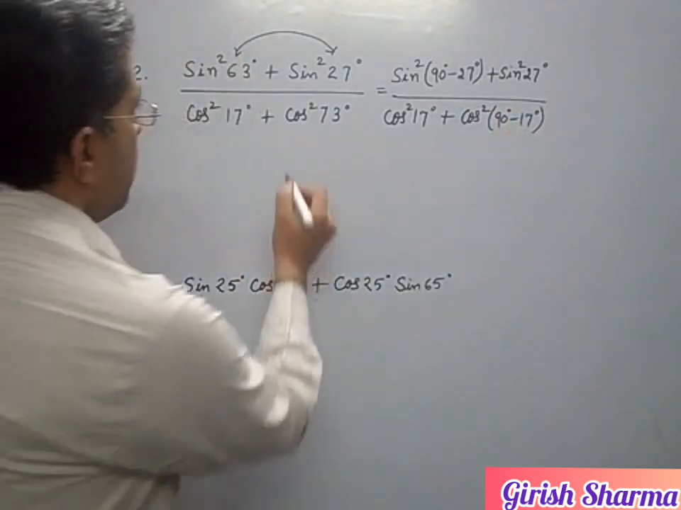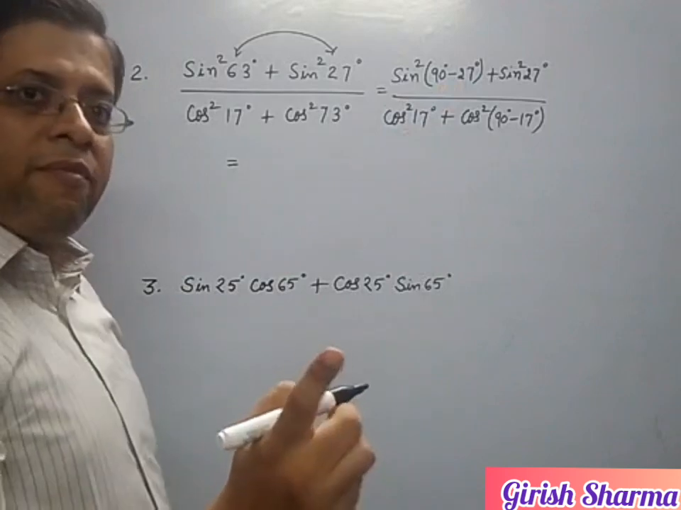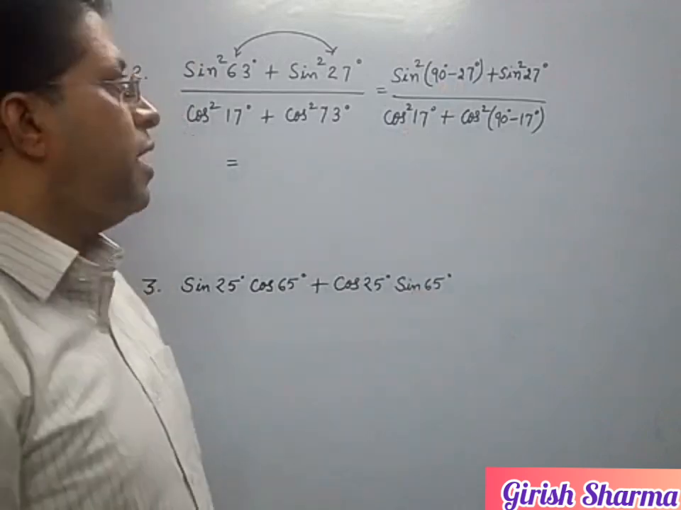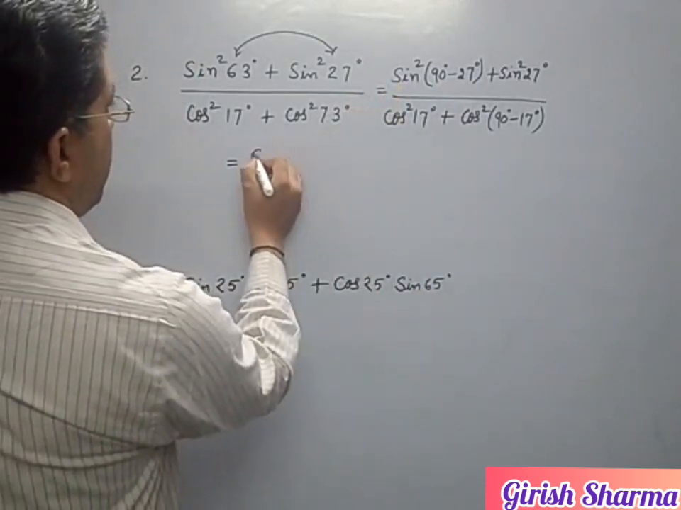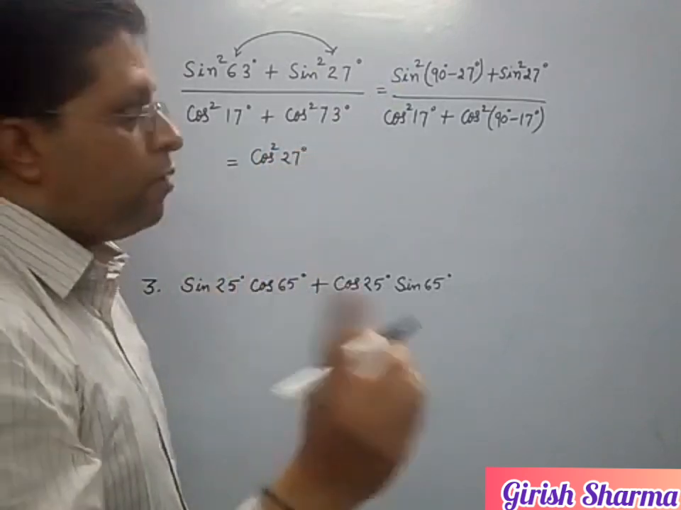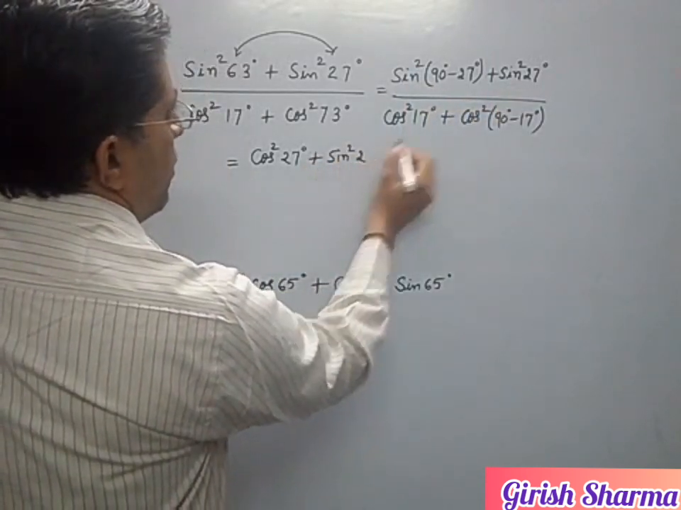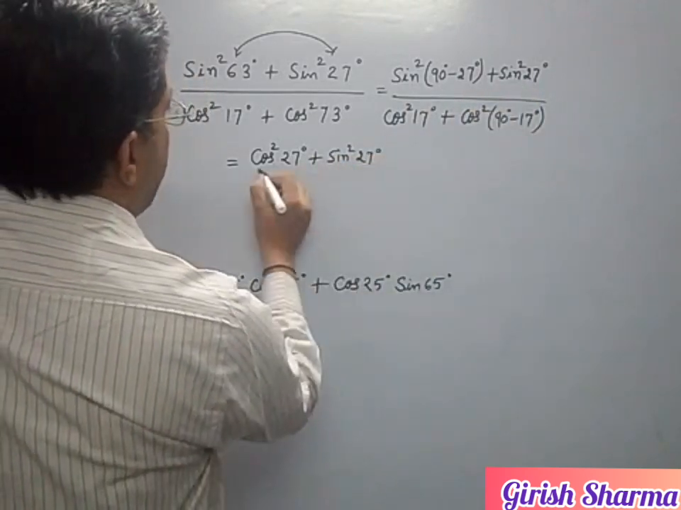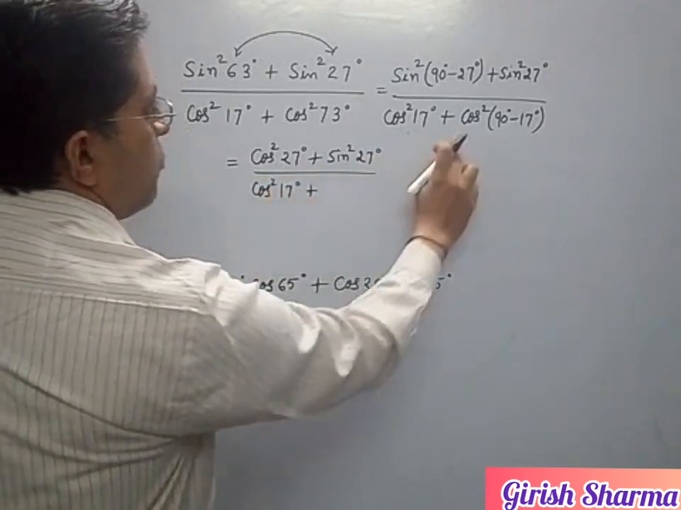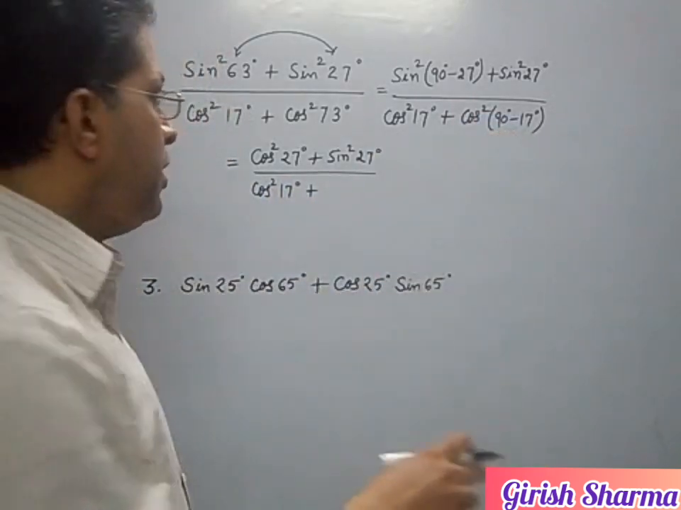Then see here, sin square 90 minus 27. Sin 90 minus theta is your cos theta, and cos 90 minus theta is sin theta. So here sin 90 minus theta is your cos theta, where theta is 27 degree. This sin 27 as it is. Here is sin square 27, here is also sin square 27. Here cos square 17 degree. Here is cos square 90 minus theta, this will be your sin theta.